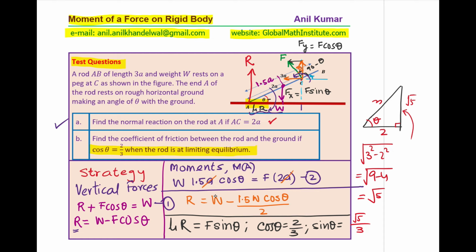So we now know the value of sine theta also. And therefore, we can find what mu is. R is known to us. F we can substitute in terms of W. Many terms will get cancelled, and you'll find sine theta is square root 5 over 3, and you'll get your answer. So I hope this strategy is absolutely clear. Perfect. Do you understand this part, right?